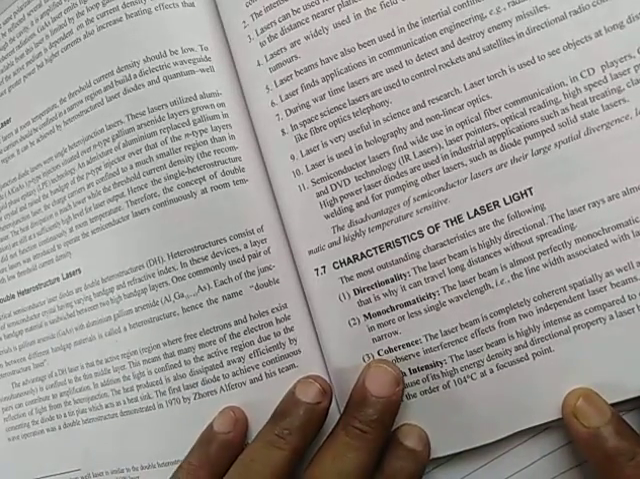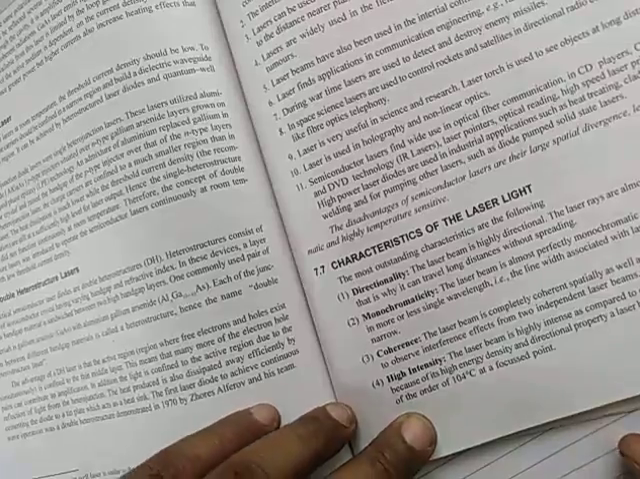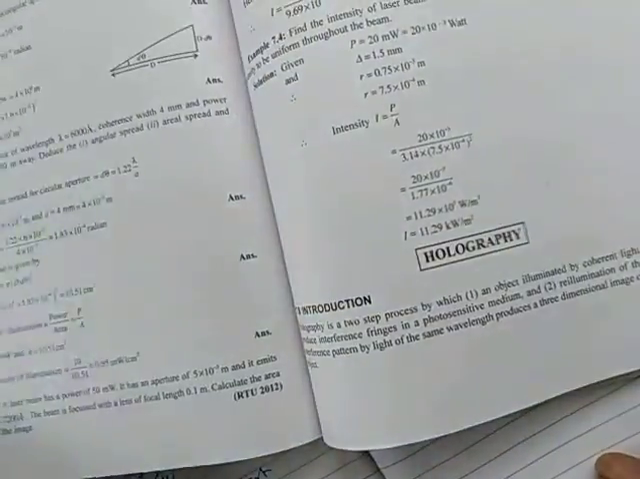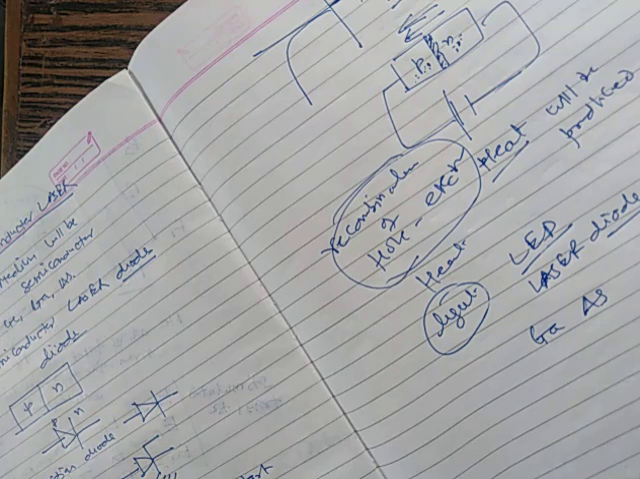Now there are various characteristics of this laser light: high directionality, monochromaticity, coherence, high intensity, and many more that we have already discussed. So this is about the semiconductor laser.